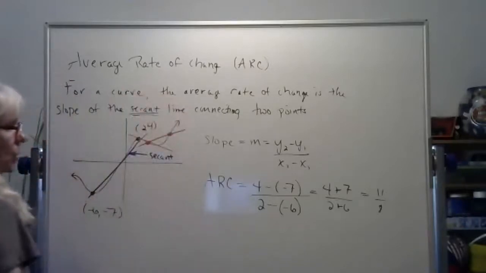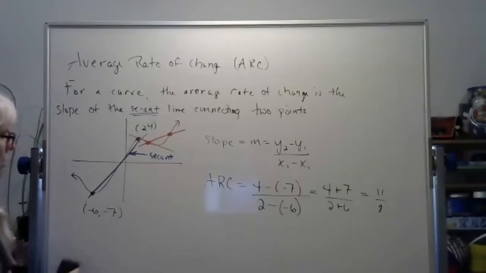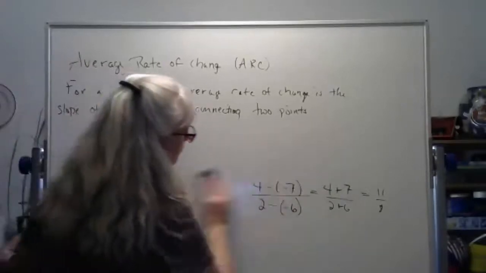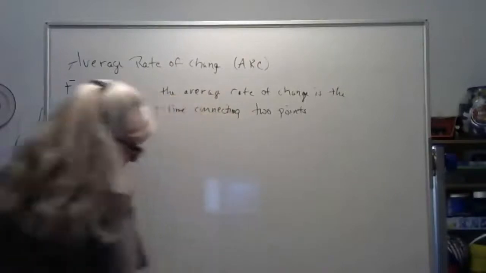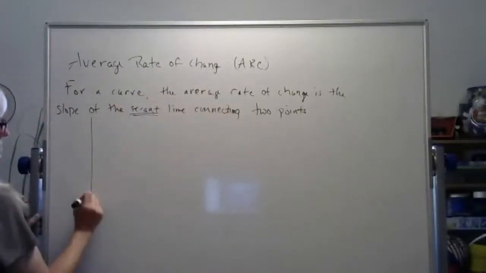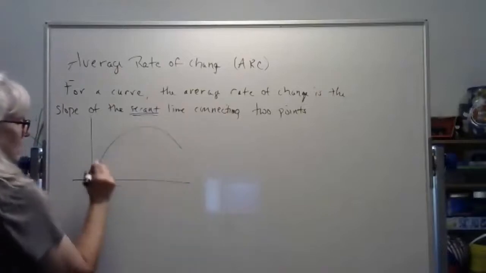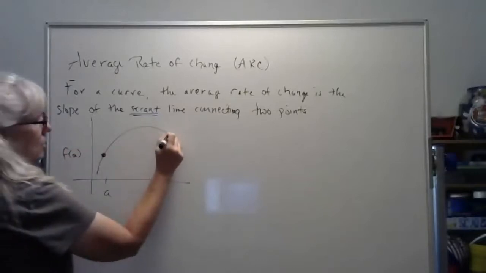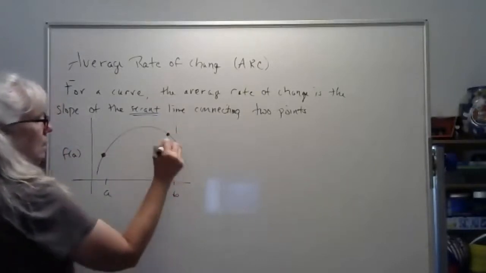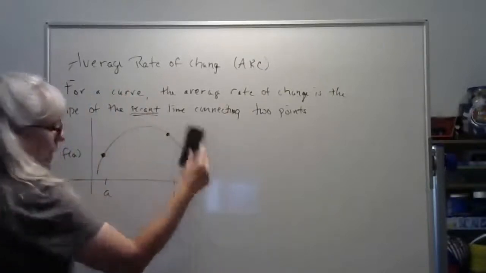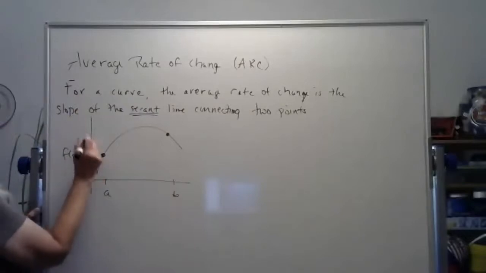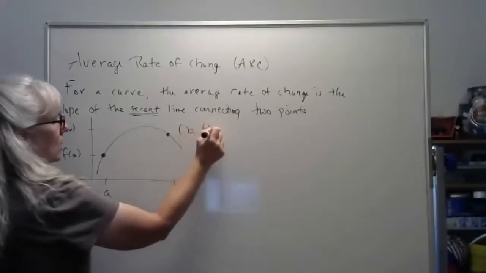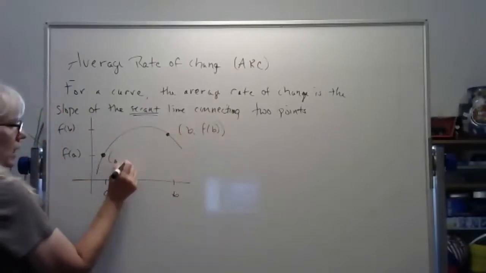So now that we have one on the board, what we can do is write a formula for the average rate of change. I think you're better off remembering that it's just a slope. So I can draw a curve that looks like this. This is going to be a, this would be the point f of a. Over here, we're going to have b, and this would be f of b. So this is the point (b, f(b)) and this is the point (a, f(a)).